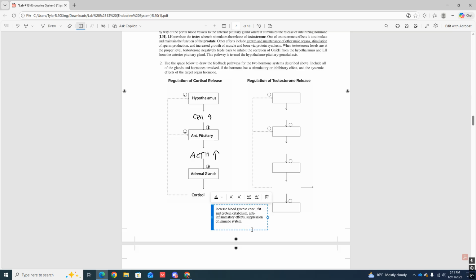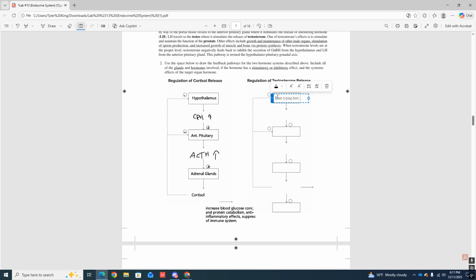So that's what the overall effect of this is going to be, when you have enough of that in your bloodstream. Perfect, I have enough cortisol. It's going to go up and tell the anterior pituitary and hypothalamus, I'm good, I don't need any more. So it's going to shut those off via the minus.